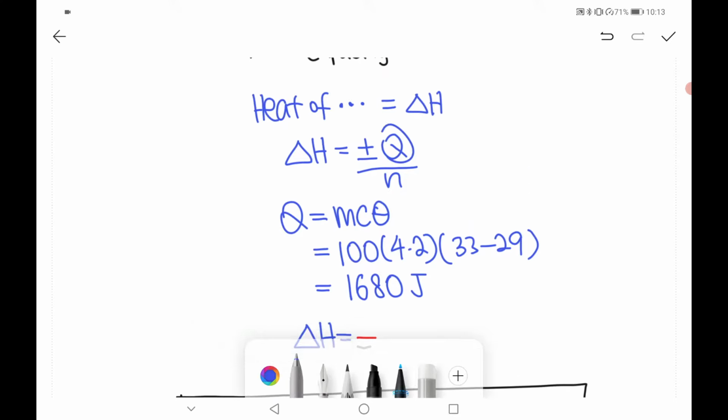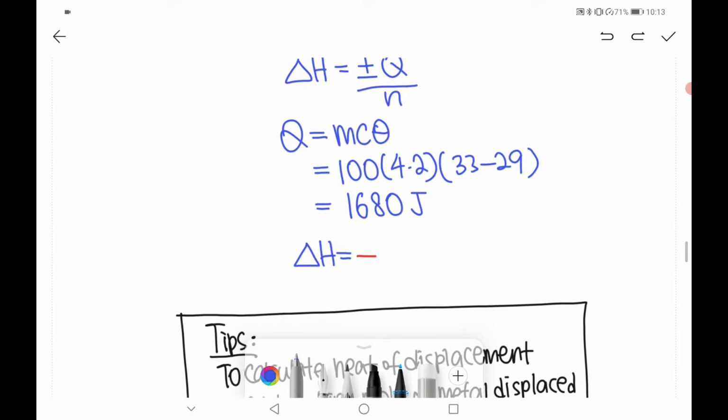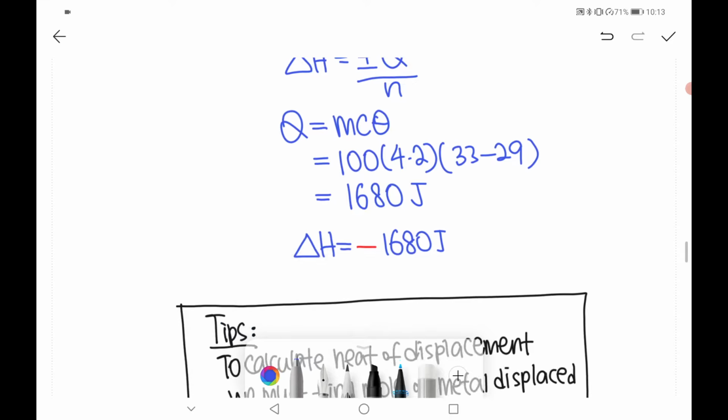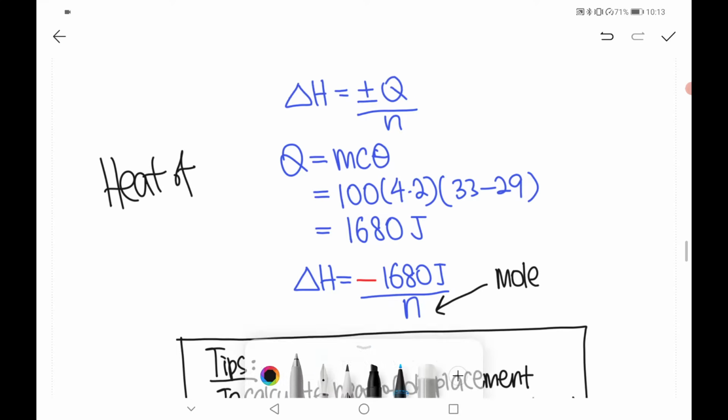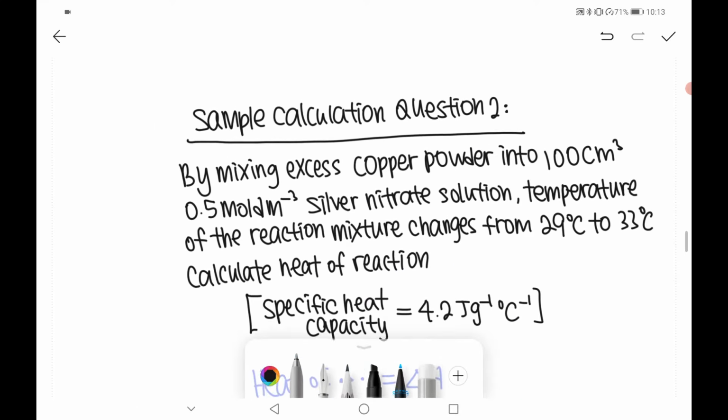The Q we know already, so we copy it: Q is 1680 joule. Now we need to divide by the small n. Small n stands for mole. What is the mole that we are looking for? Remember, we are looking for the heat of what? This is a displacement reaction, right? Copper wants to go and kick out the silver.